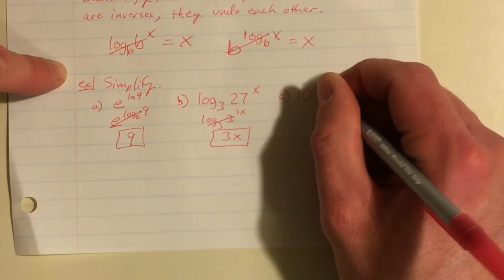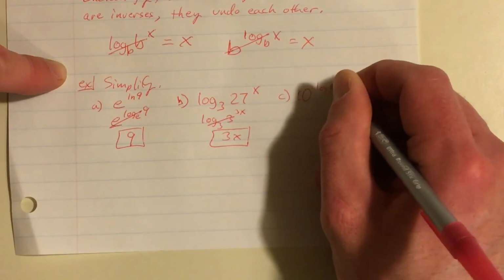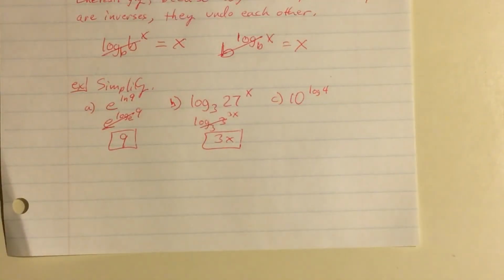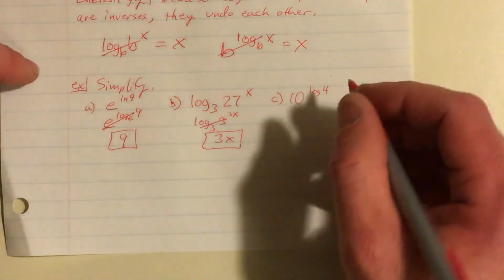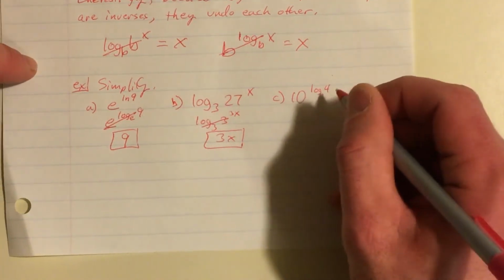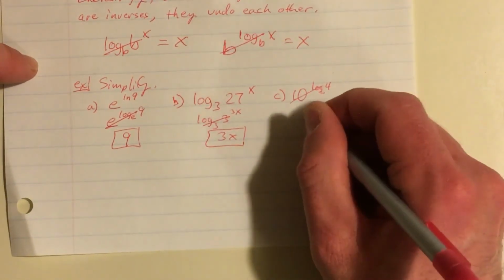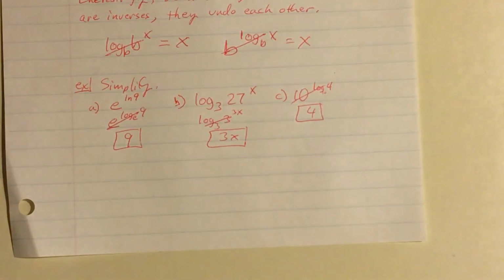10 exponent log 4. Remember, if the base isn't written, it's actually base 10. They undo each other. Boom. You get a 4.